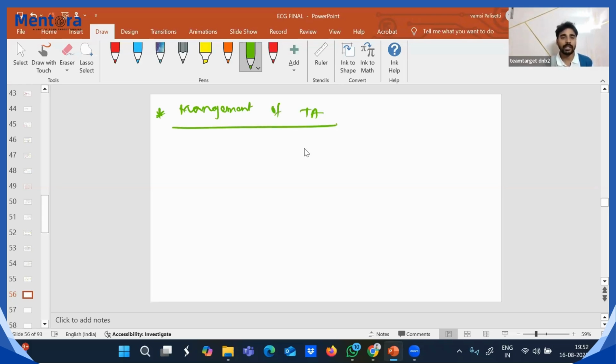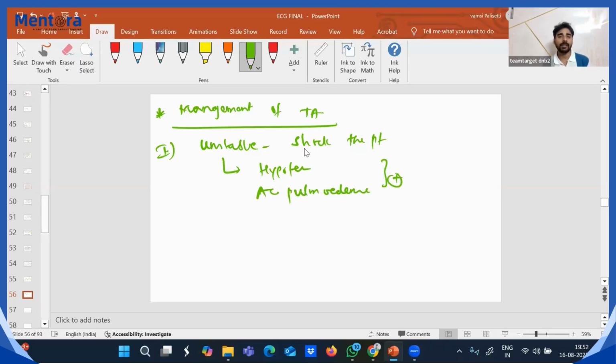Right? The first gold standard, even in the OSCE questions. Just see this thing. If the patient is unstable, you have to shock the patient. Okay? If the patient is in shock, you have to shock the patient. What is unstable here? The patient is having hypotension or the patient is having acute pulmonary edema. Okay, if these two things are there, then definitely you have to go for shocking only.